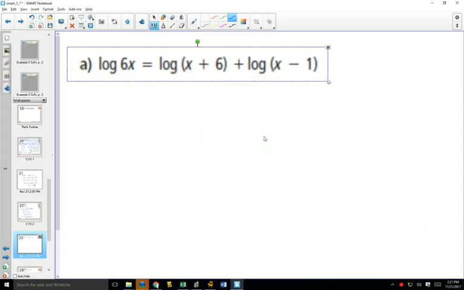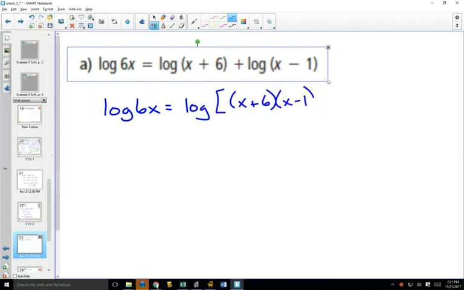Okay. So, main goal, combine as a single logarithm. Do we have a single logarithm here? No. I could combine these two. They have the same base, a log plus a log. That means we could multiply. But I still don't have a single logarithm. So in my next step, how do I combine logs? They'd have to be on the same side of the equation.